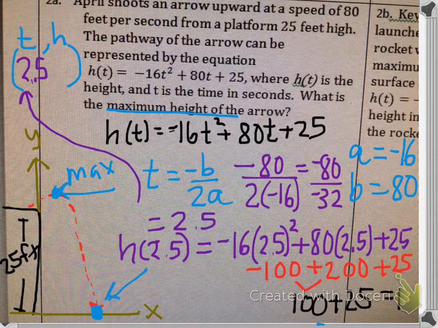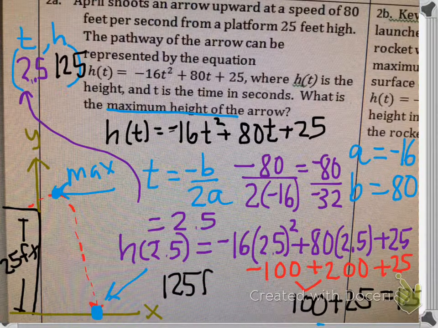So the maximum height here, after 2.5 seconds, is 125 feet. So our final answer here is 125 feet is our maximum height.